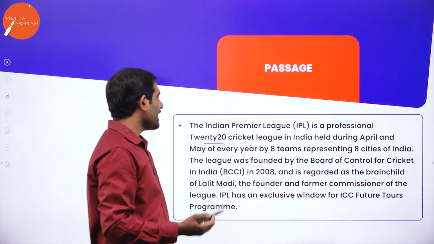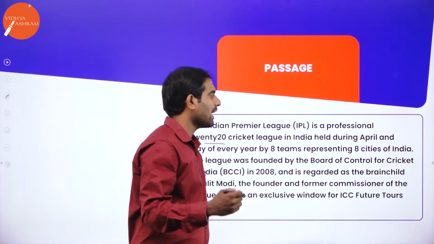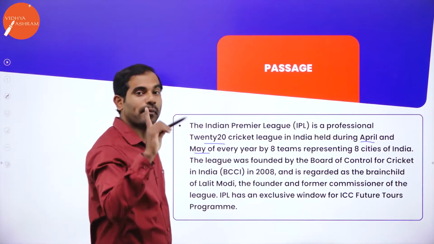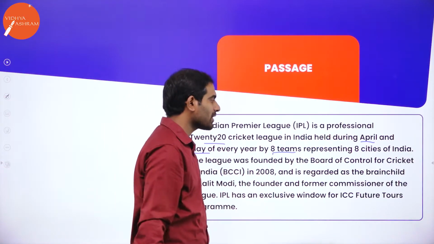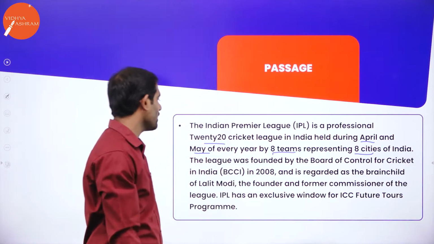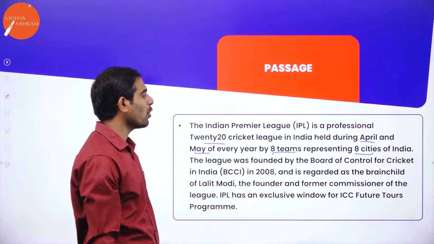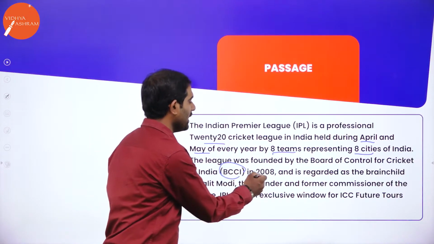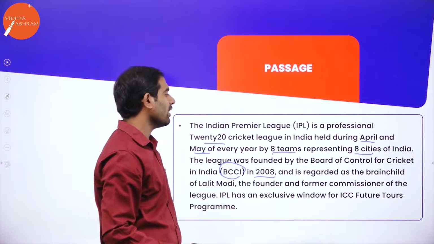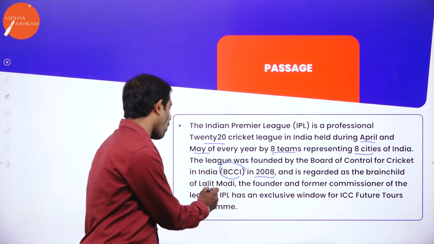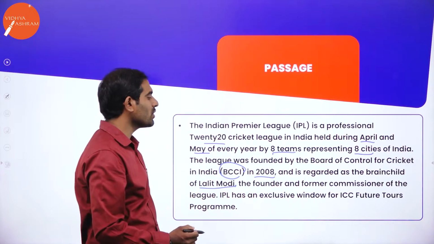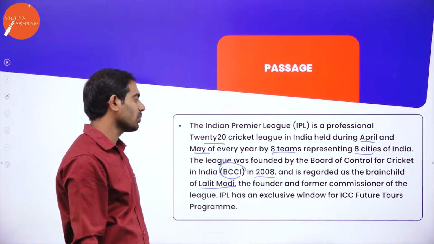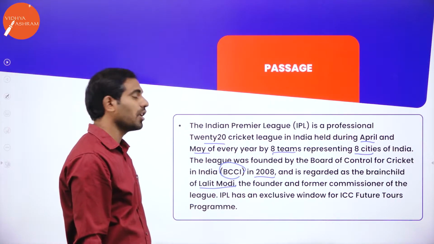Now, T20 Cricket League in India held during April and May of every year by 8 teams representing 8 cities of India. The league was founded by the Board of Control for Cricket in India, which is also known as BCCI, in the year 2008 and is regarded as the brainchild of Lalit Modi, the founder and former commissioner of the league. IPL has an exclusive window for ICC Future Tours program.